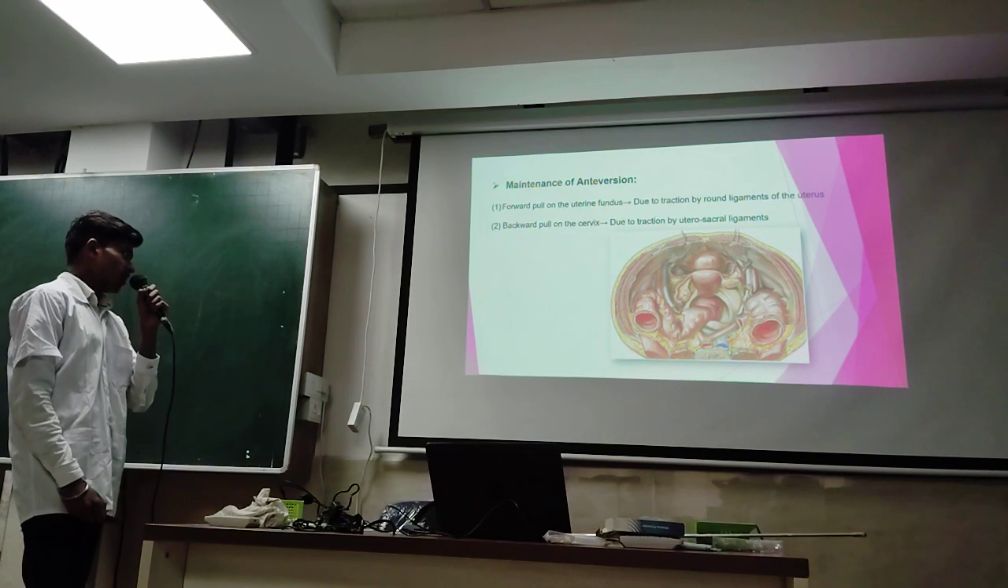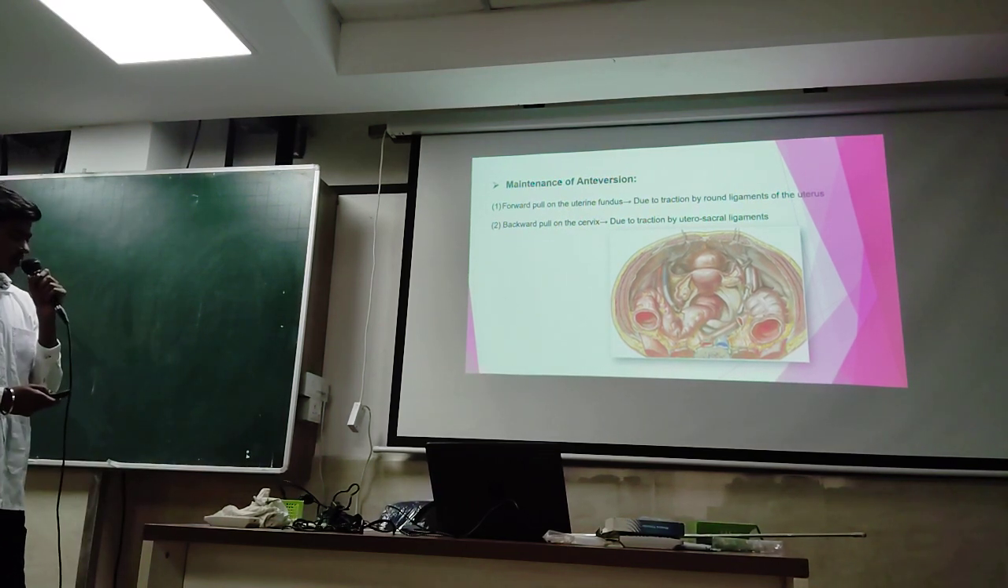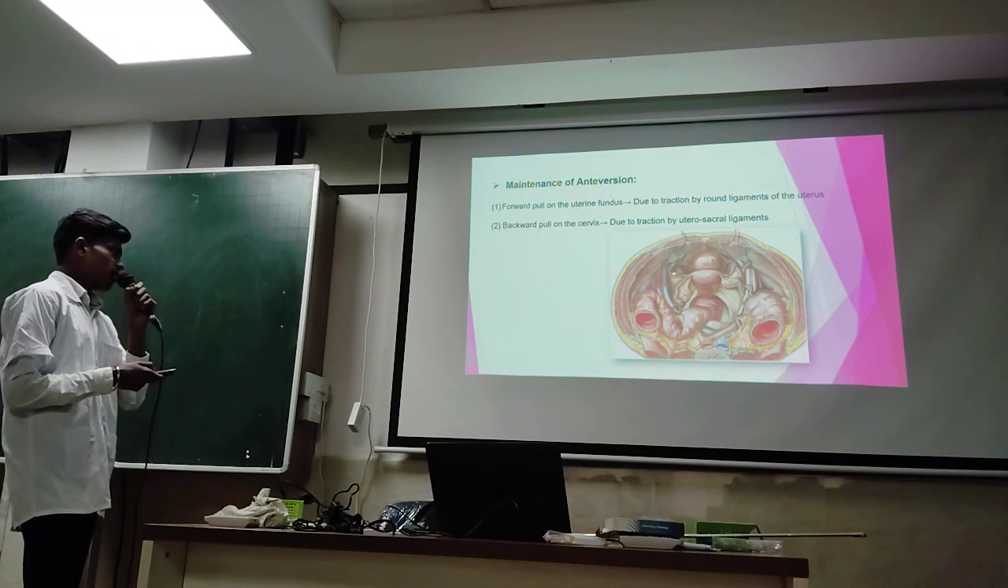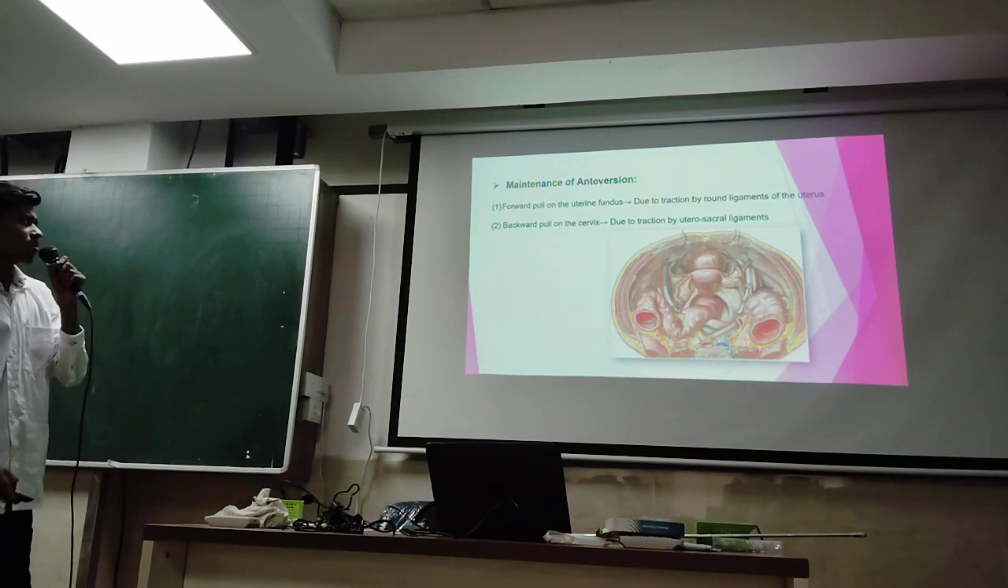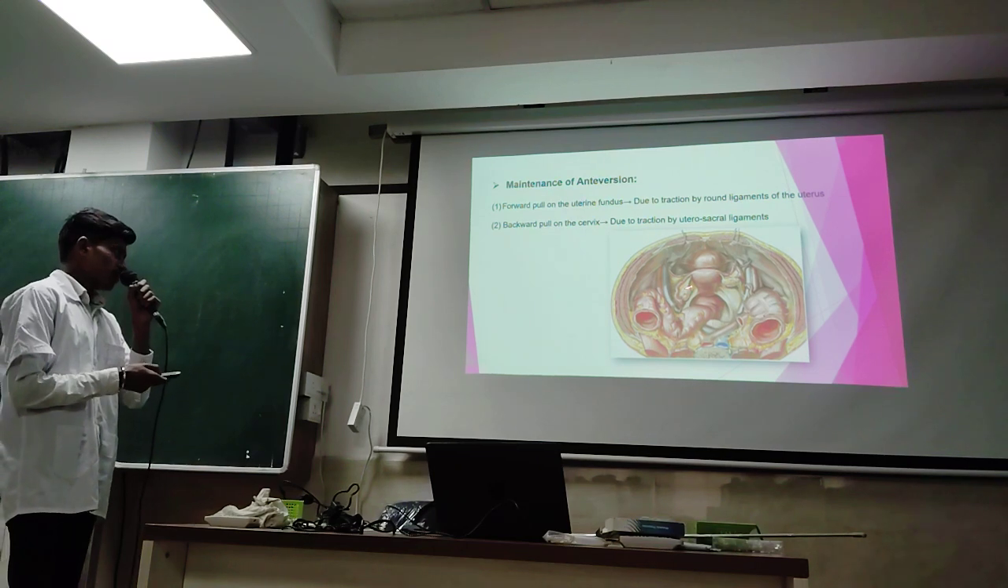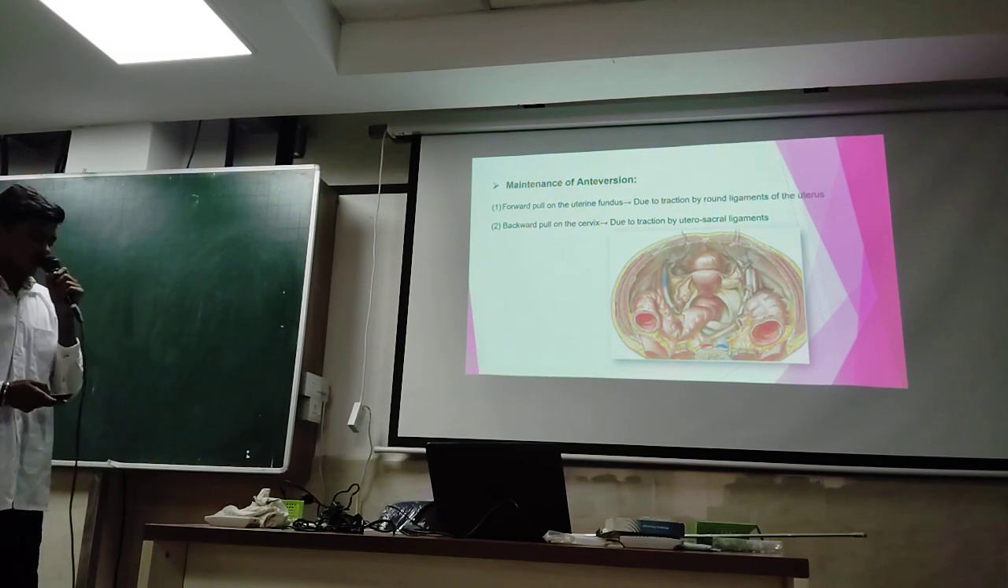Maintenance of the angle of anteversion. The angle of anteversion is mainly maintained by two ligaments. Firstly, the round ligament of the uterus: traction of this ligament causes a forward pull on the uterine fundus. Secondly, the uterosacral ligaments: traction of these ligaments causes a backward pull on the cervix.